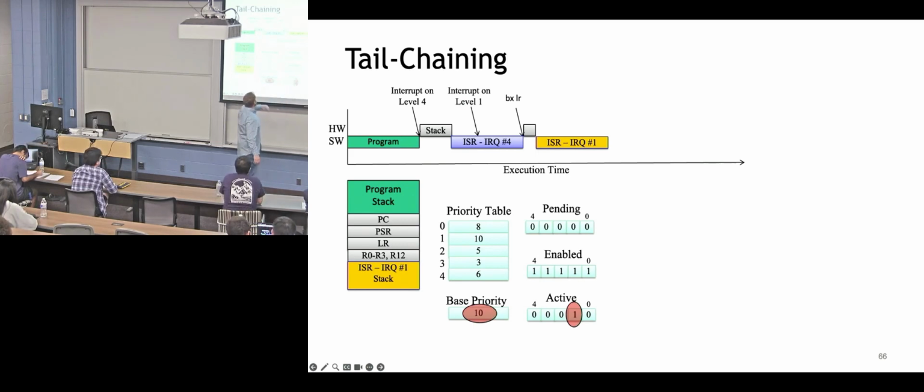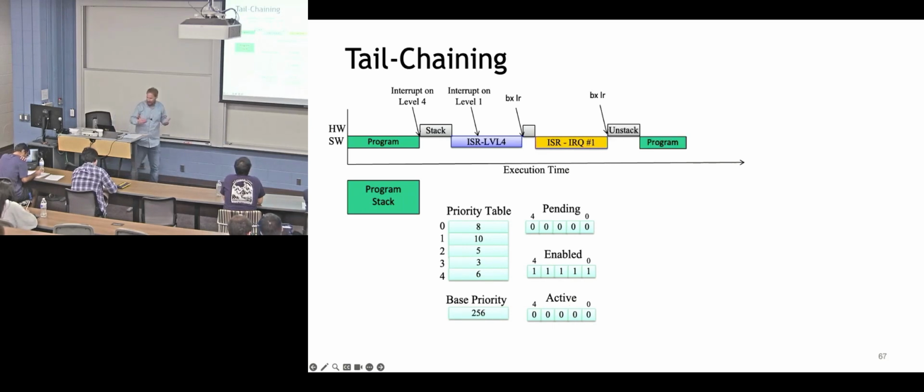IRQ1 turns to active, and then we're going to execute that. And then when we're done with that, we'll unstack, because there's nothing else pending here. So it knows that you can unstack, and then you're going to unstack back to the program. So pending kind of decides whether or not we unstack or stack. Yeah. Interrupts. Yep.